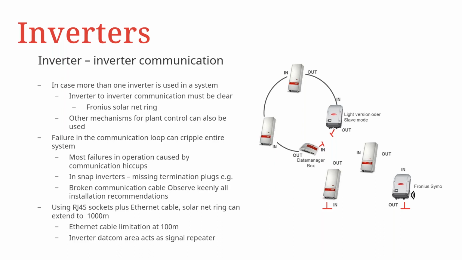So using the RJ45 sockets or plugs and Ethernet cables, the Solar Net Ring can be extended to 1,000 meters. So this is due to the limitations of the cable. So you can have one master followed by 9 slaves. So you can have 100 meters between each inverter. So that gives you a total limitation of 1,000 meters in total.